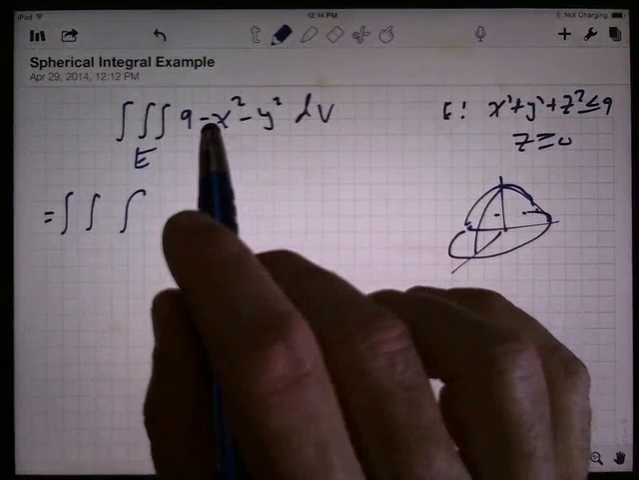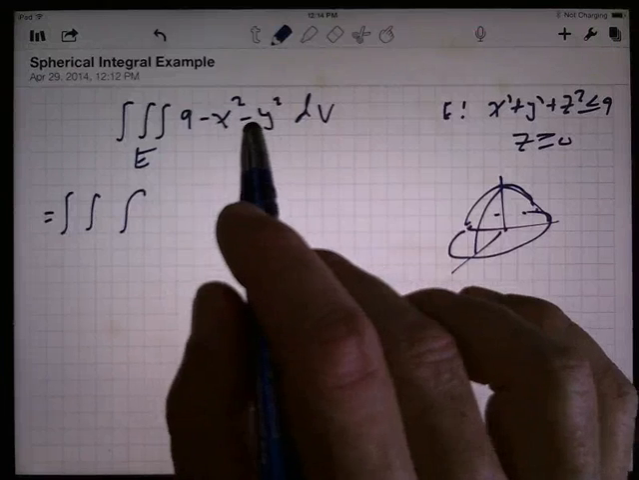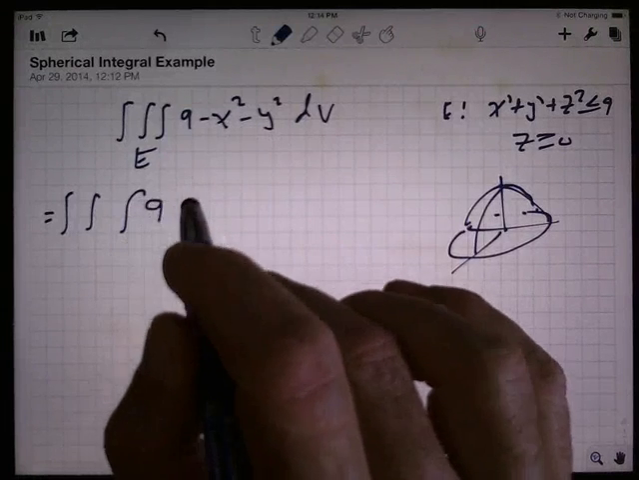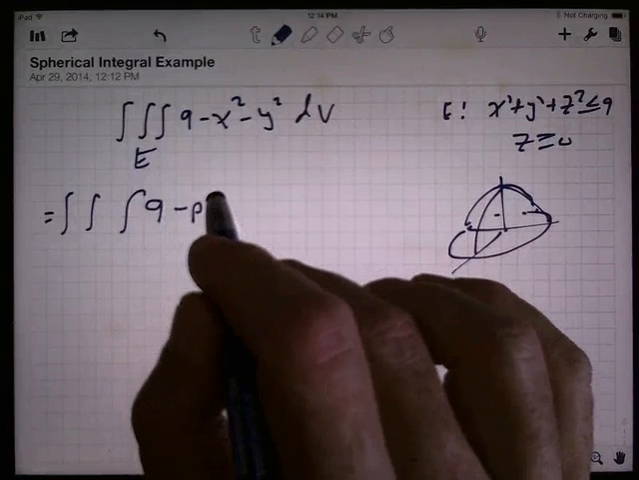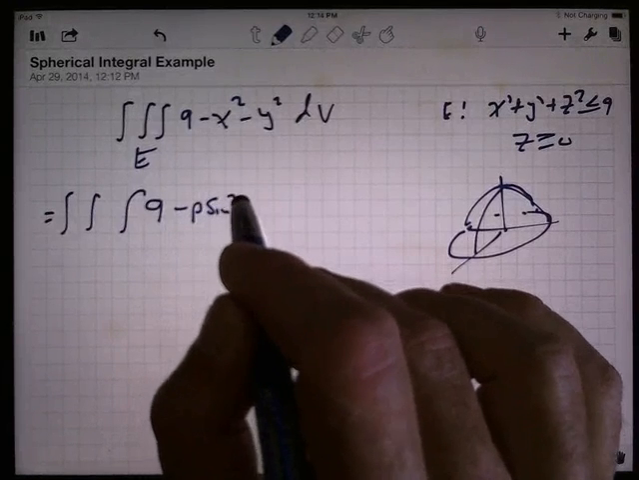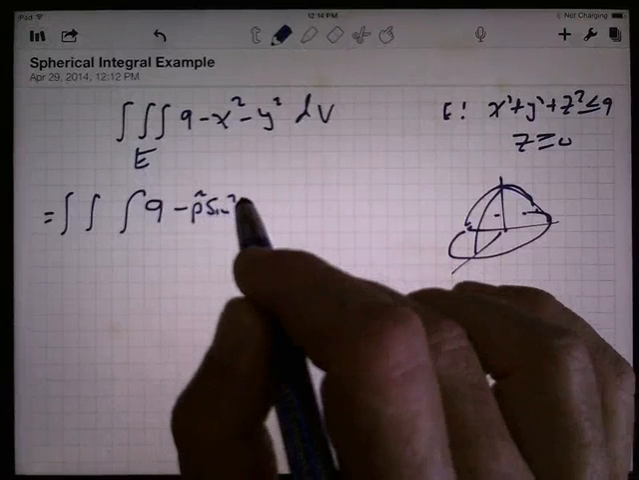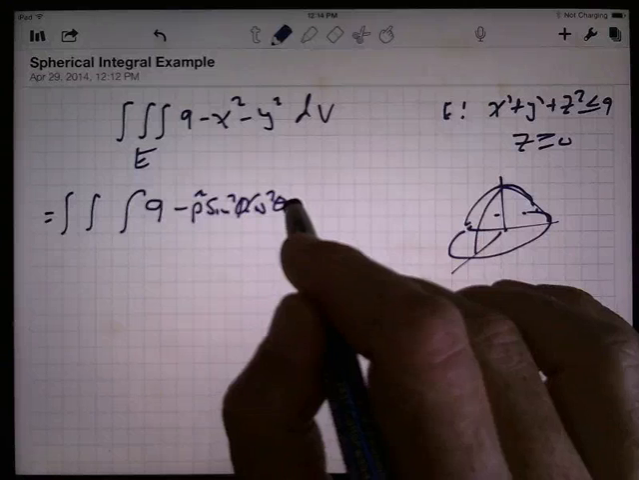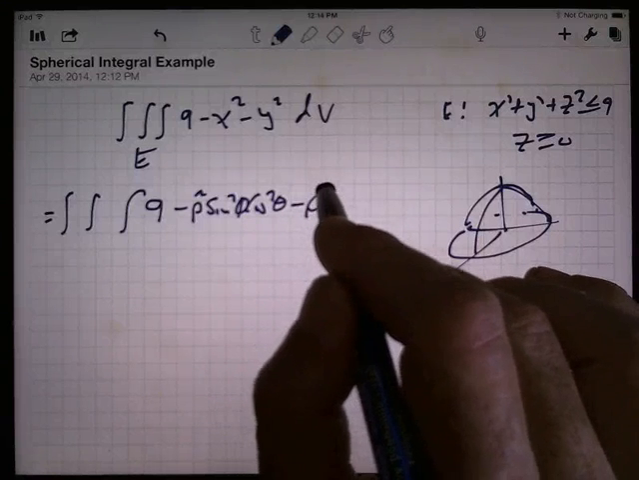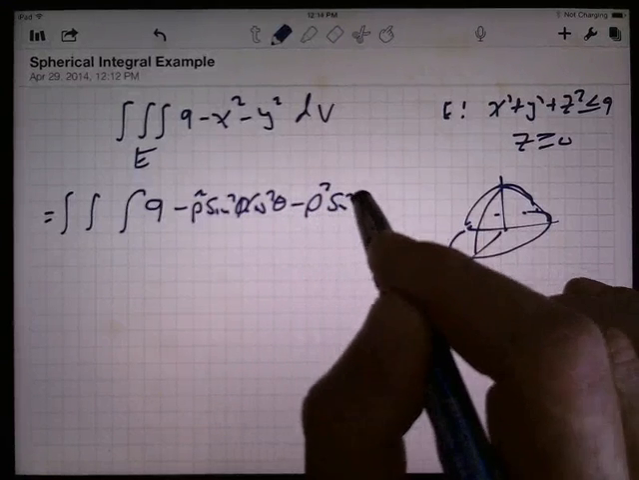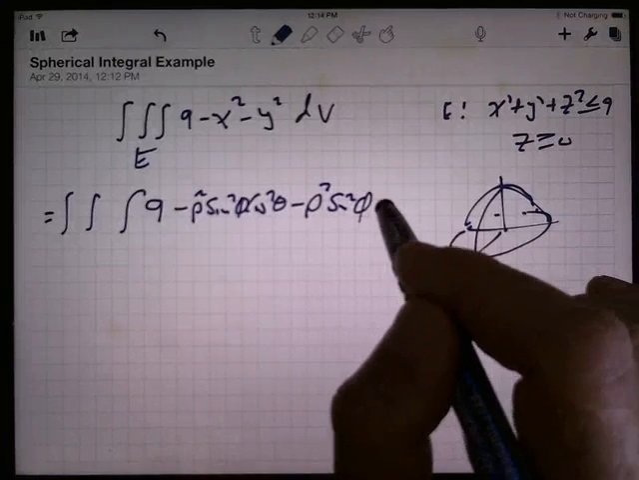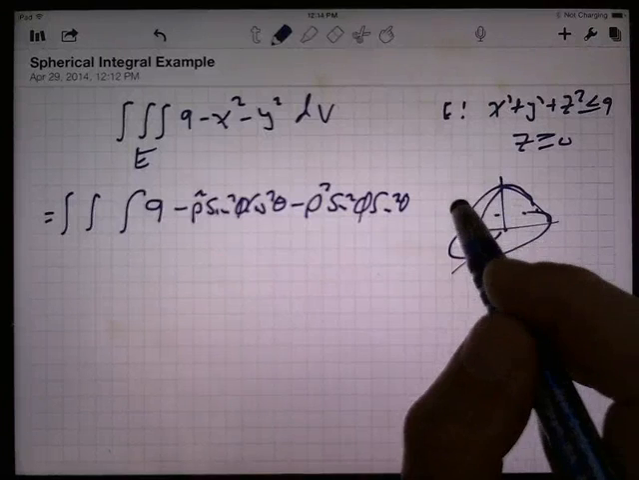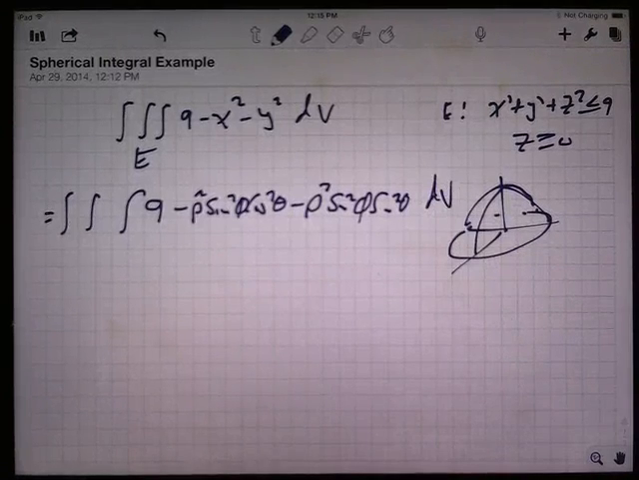different pieces I need. The function, 9 minus x squared minus y squared. Simplest thing to do is to probably just say 9 minus rho squared sine squared phi cosine squared theta minus rho squared sine squared phi sine squared theta. Right? And then I'm still going to need the dV here. I'm just going to leave it dV at the moment.